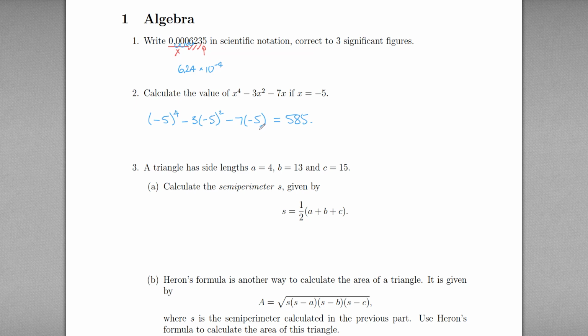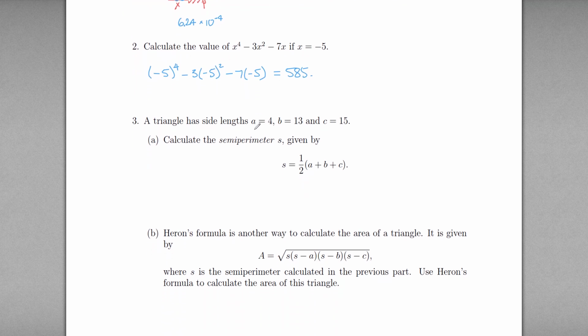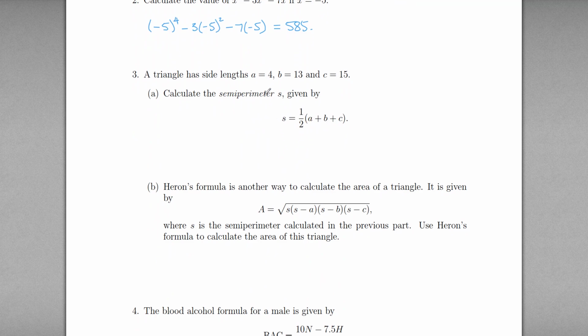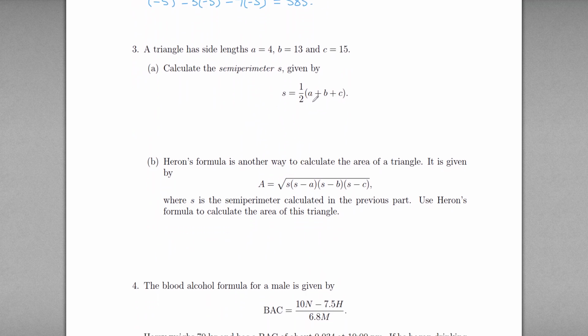Triangle has side lengths 4, 13, and 15, and first thing we want is a semi-perimeter given by that formula. Now this time we don't really have to bracket anything because nothing's negative, it's just adding, so there's nothing too tricky to look out for. So we're just going to type in 4 plus 13 plus 15 into our calculator just like that. Okay, and so what I'm going to get from doing that, 4 plus 13 plus 15 is 16.